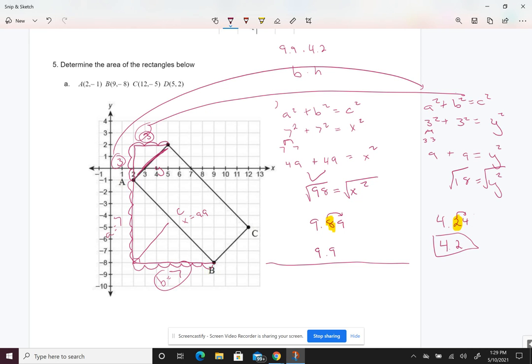And we're going to go 9.9 times 4.2. Gives me an answer of 41.58. So the area is 41.58. Once again, rounding it to the nearest tenth. So we look at the number behind this. Oh, that's bigger than 5. It's 5 or bigger, so we're going to change it. So it's going to be 41.6. Okay? So that's how you would do number 5.